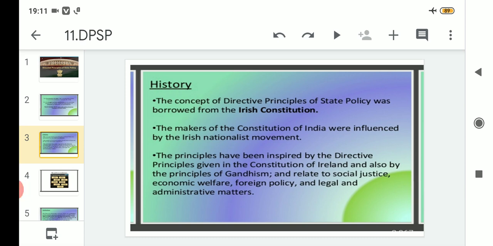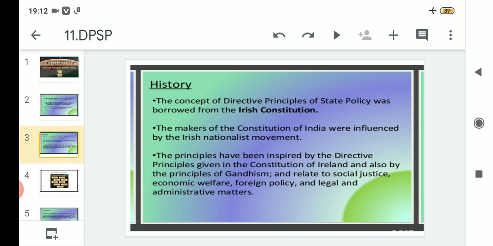Now come to the part of history, that means how it was encouraged to have directive principles of state policy in our country, from where it was brought. Regarding the history, the concept of directive principles of state policy was borrowed from the Irish constitution, that means the constitution of Ireland.